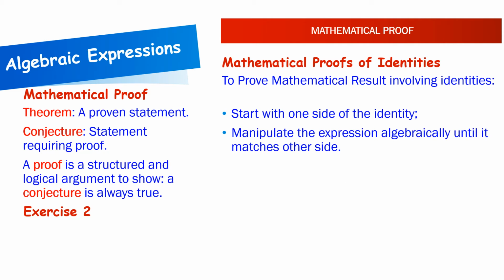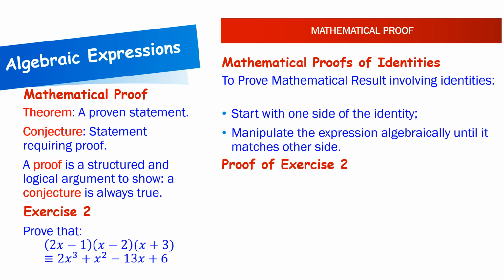Have a go at another exercise. Prove that 2x minus 1 times x minus 2 times x plus 3 is identical to 2x cubed plus x squared minus 13x plus 6. Again, pause the video and have a go. Press play when you're ready to view the solution.